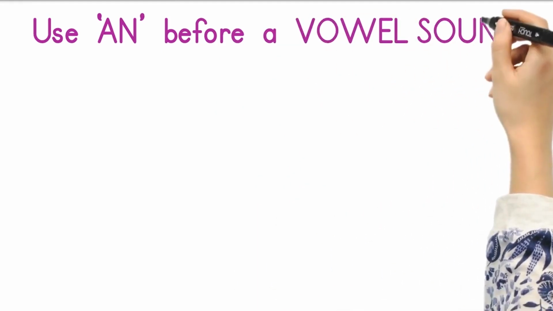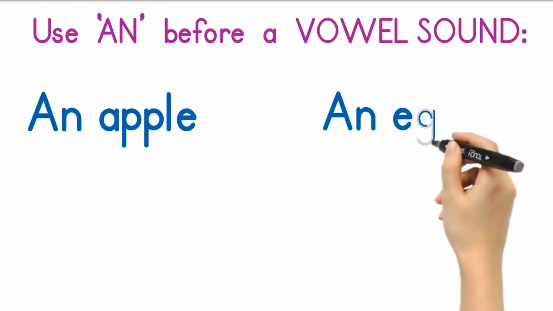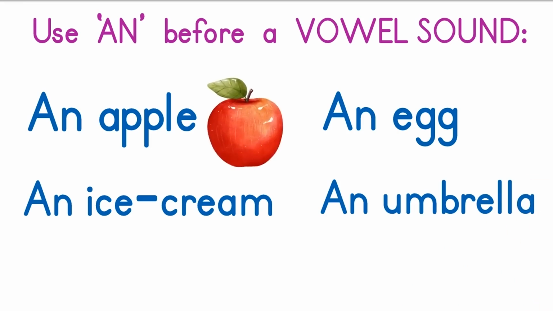Use an before a vowel sound. For example, an apple, an egg, an ice cream, an umbrella.